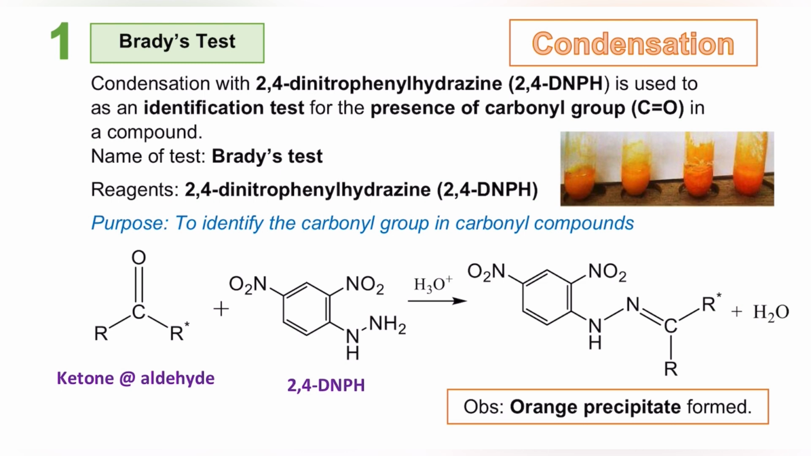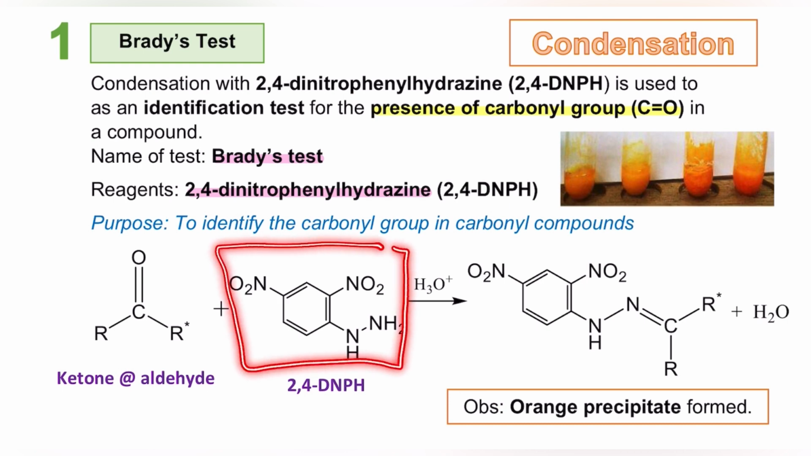This is the condensation reaction with 2,4-dinitrophenylhydrazine, 2,4-DNPH. This is our reagent, and usually you use acidic condition, H3O+, so that you can identify the presence of a carbonyl group in the compound. The name of the test is Brady's Test, and this is the reagent I mentioned before. When the question asks you to state the reagents, you have to write the full name. And when you write the equation, you have to write the structure of 2,4-DNPH.